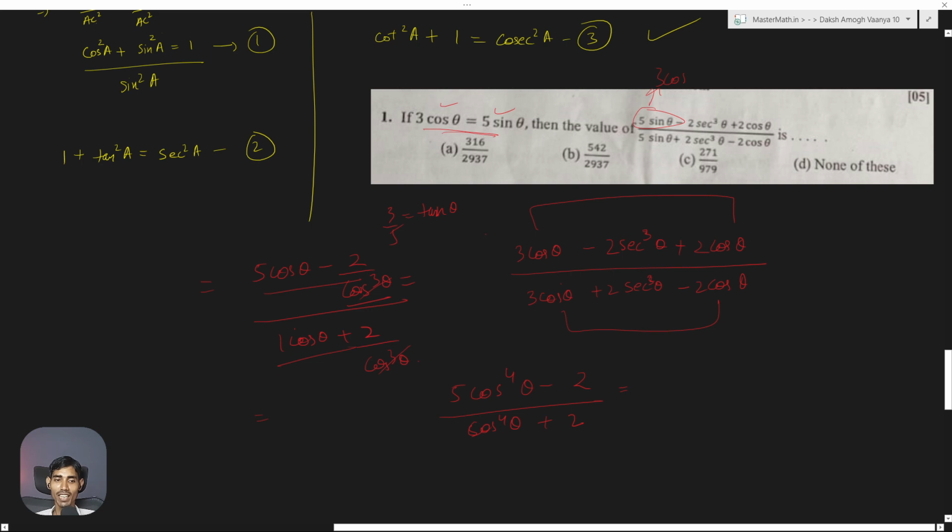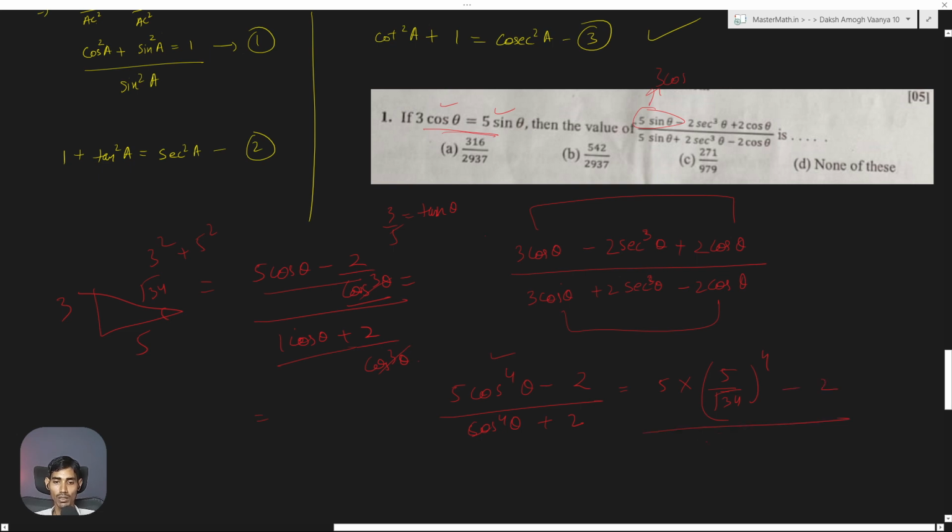Yes. If we have the tan theta value, we can plug in the values for cos. So 3 and this is 5. This would be 3 square plus 5 square. What is that? 9 plus 25 is 34. Root 34. And cos would be 5 by root 34. 5 into 5 by root 34 power 4 minus 2.